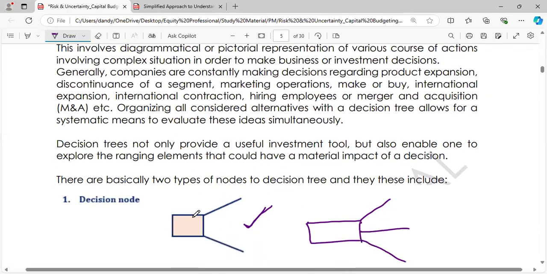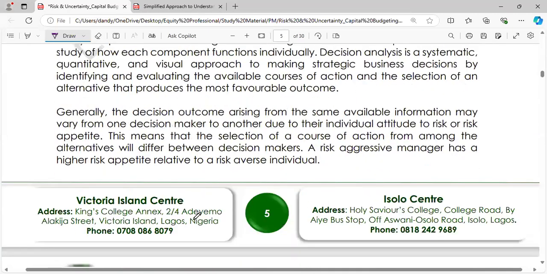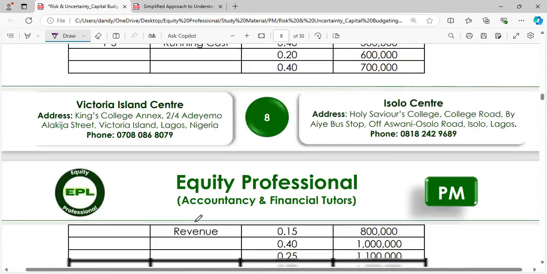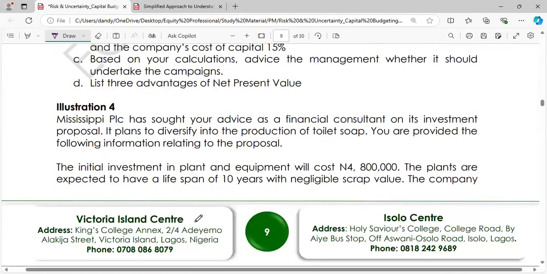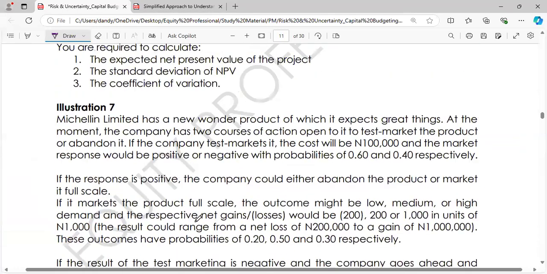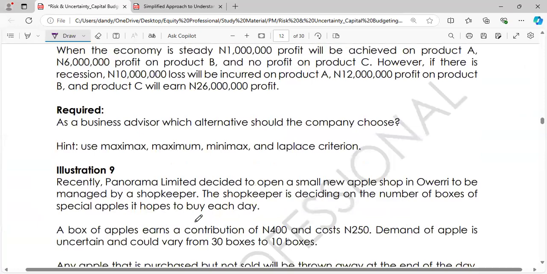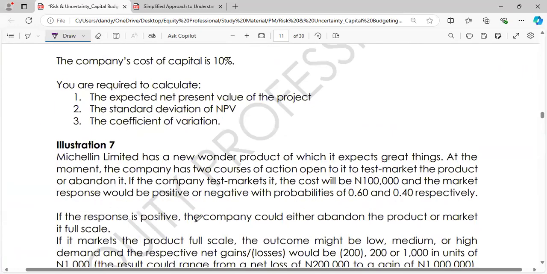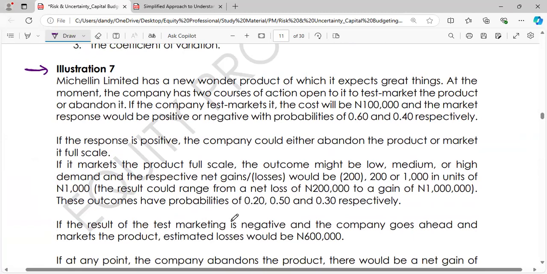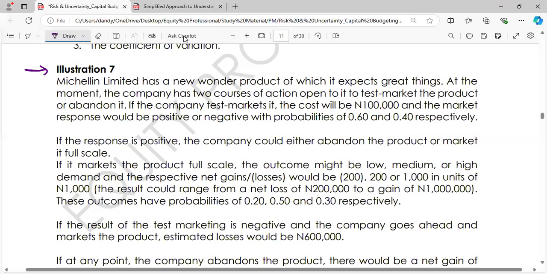At this point, let's have an illustration. Let's have this illustration 7. I think this is the decision tree, and it's been a while also. Okay, so I need somebody to read for us, please. Who will help us to read?